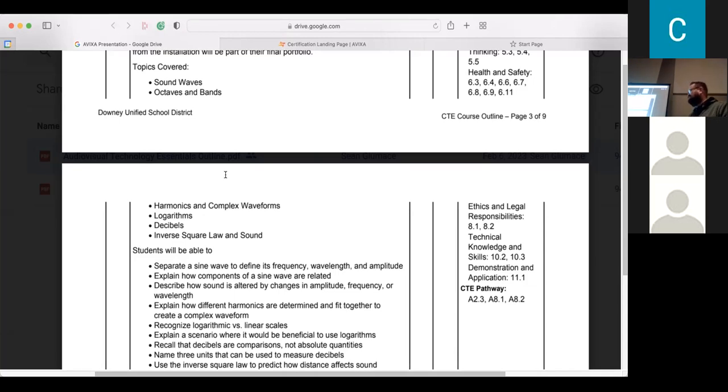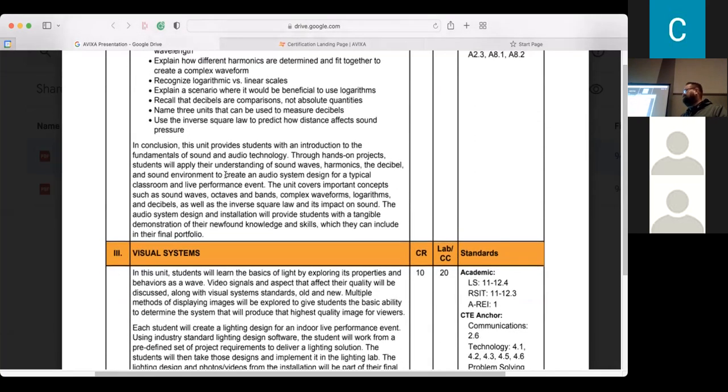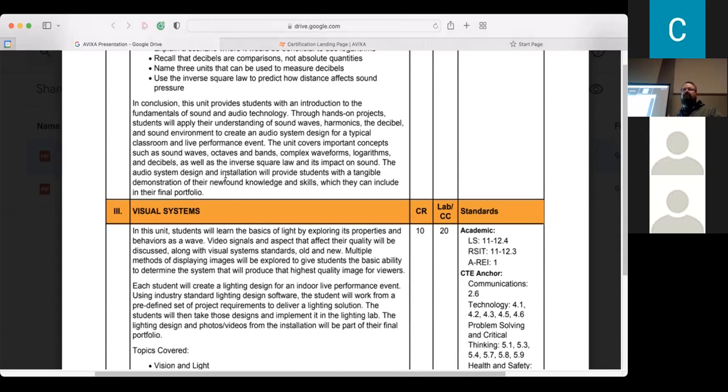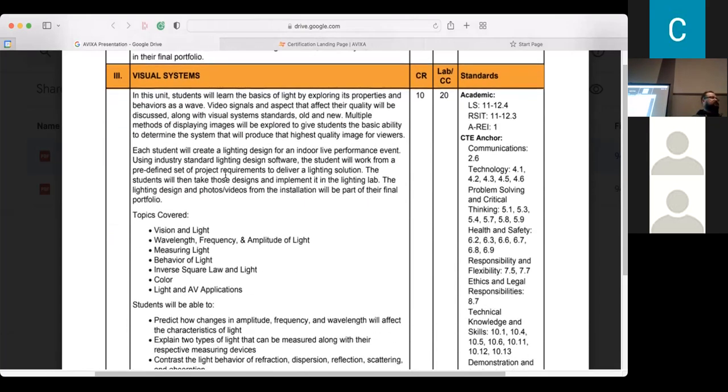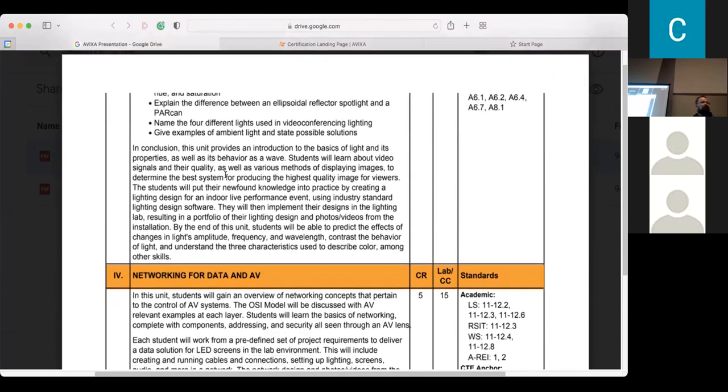But yeah, just scroll through. Sorry, I'm not going to sit here and read all this off to you guys. But we have visual systems. We kind of cover audio, visual, screens, displays, lighting. It's just a good overview of everything here.